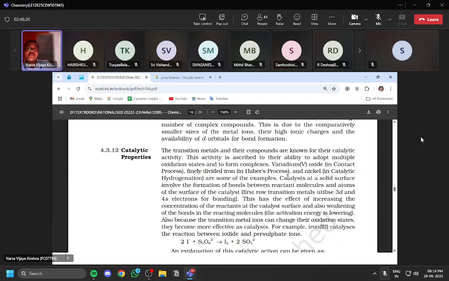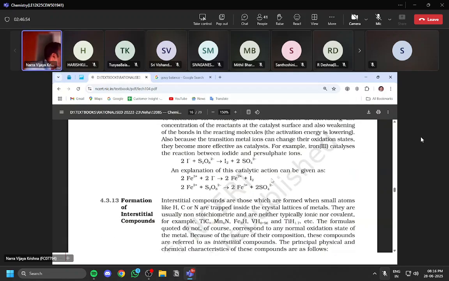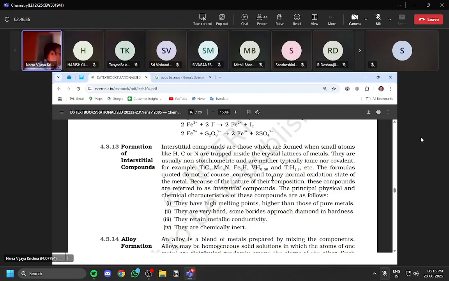Catalytic properties. What are the two reasons for showing catalytic property? Ability to form variable oxidation states and ability to form complexes. These are the two reasons for catalytic activity. One example we have seen: Fe+3 acts as a catalyst during the reaction between I- and S2O8 2 minus.